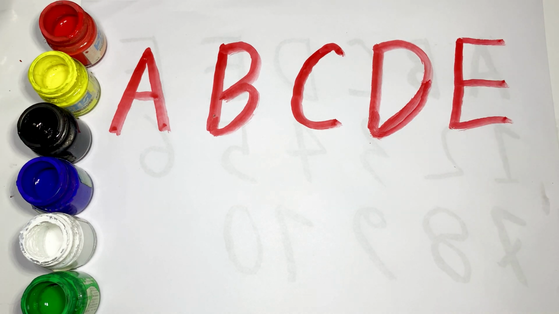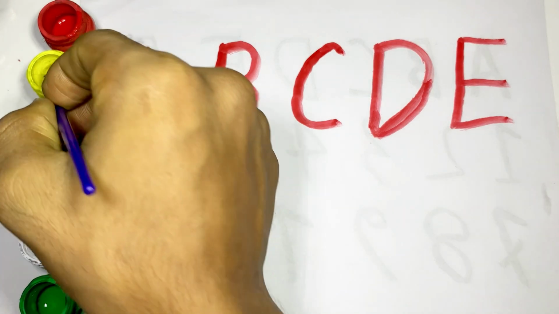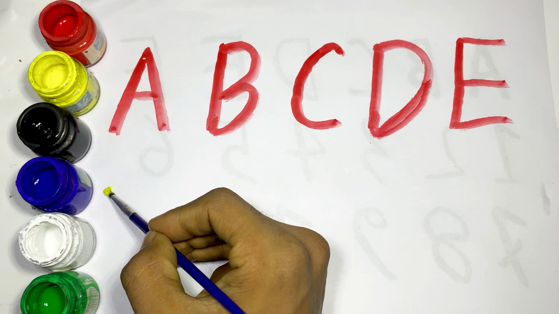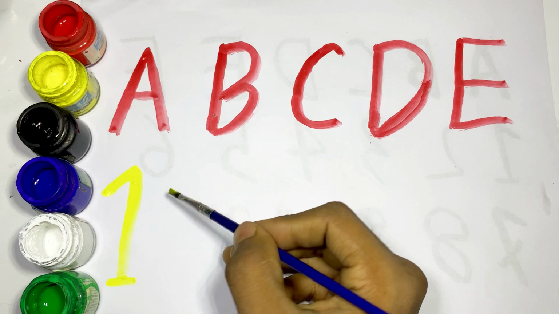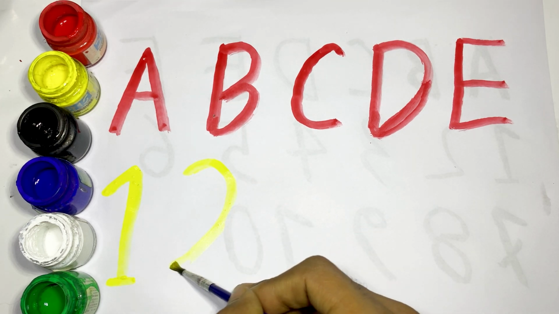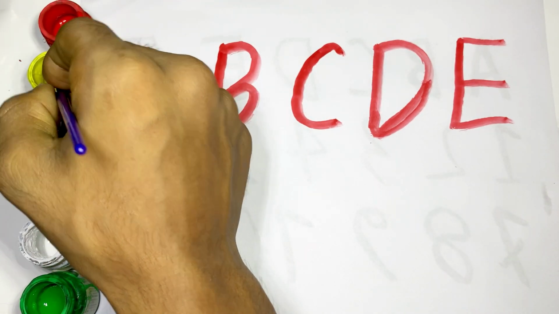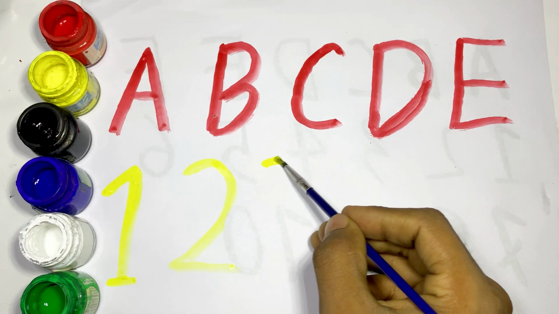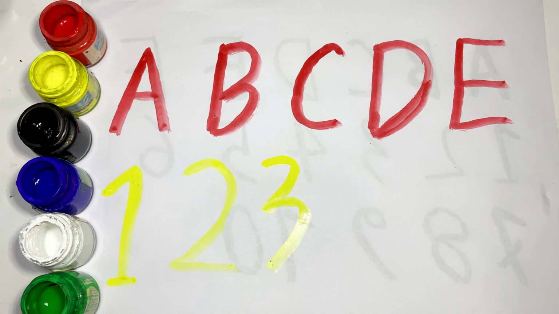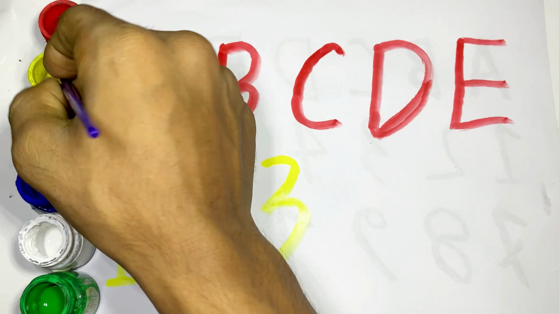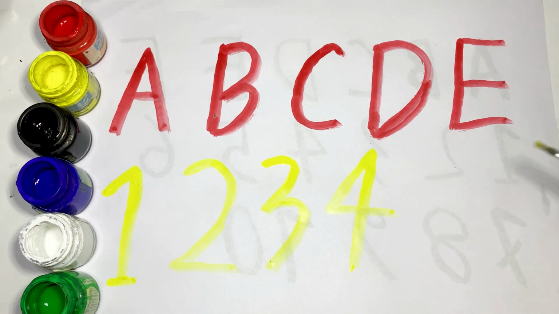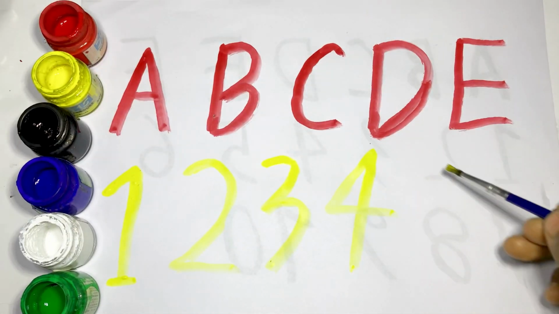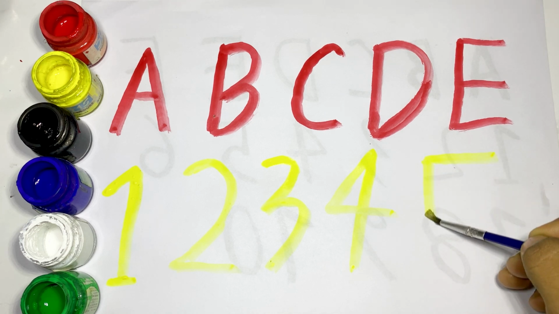Kids, now you draw numbers, and first you draw 1 and use yellow color. O N E, 1. 2, T W O, 2. Kids, again use yellow color and draw 3. T H R E E, 3. Kids, next 4, and again use yellow color. F O U R, 4. Kids, next 5. F I V E, 5.